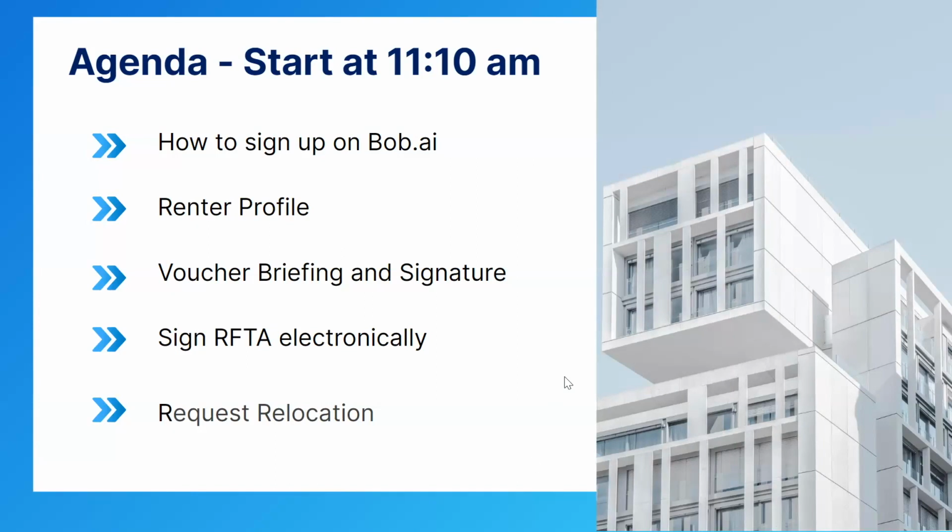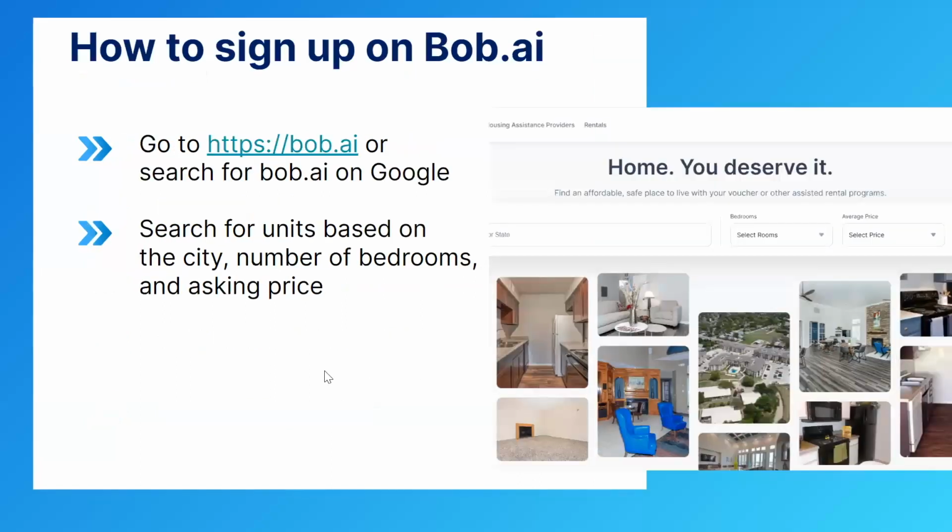So let me go through the slides and then show you a demo of everything. So first, how to sign up to Bob AI. You can go to the website https://bob.ai or just search for Bob AI on Google. Also, as I said, there is a Bob AI mobile app on the Google Play Store and Apple App Store. And on Bob AI, you can also search for units based on the city, number of bedrooms, and asking price.